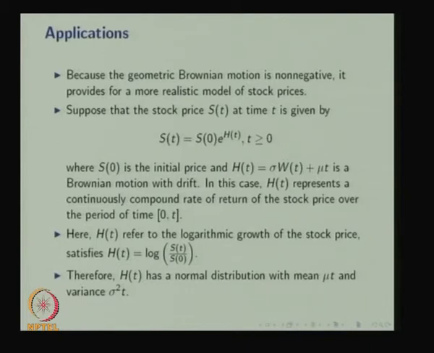So from this equation, H of t is equal to sigma times W t plus mu t. By finding the mean and variance, you can find that H of t is normally distributed with the mean mu times t and the variance sigma squared t.